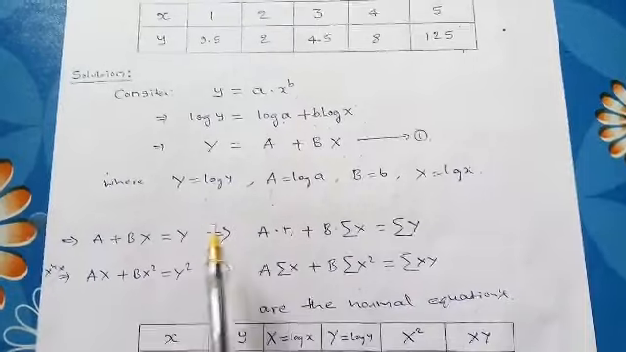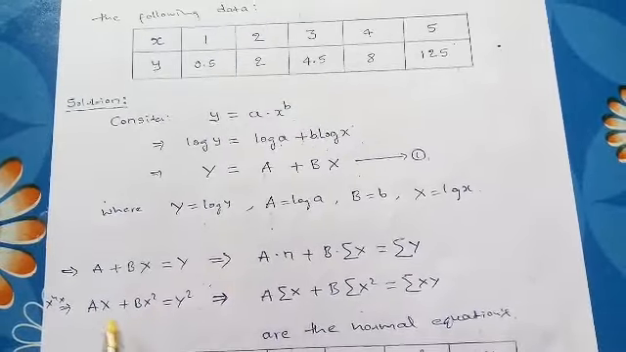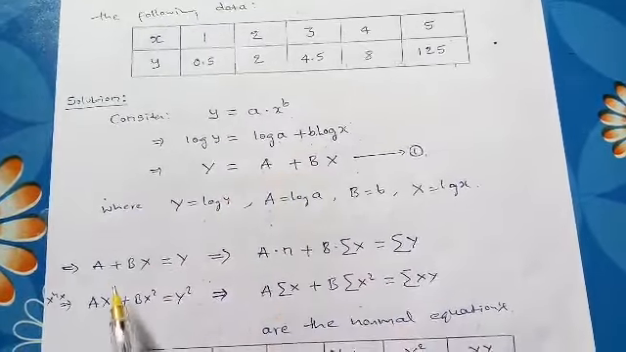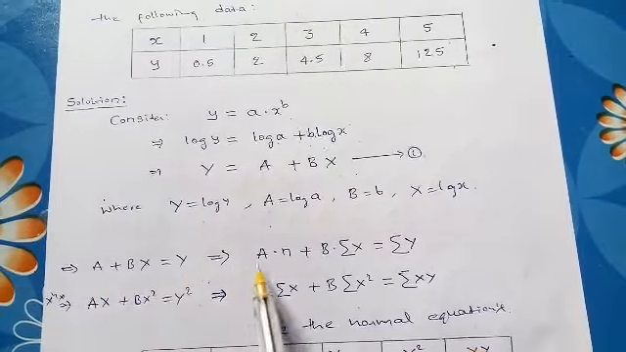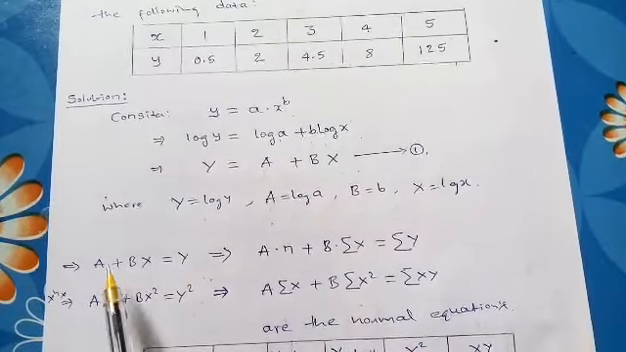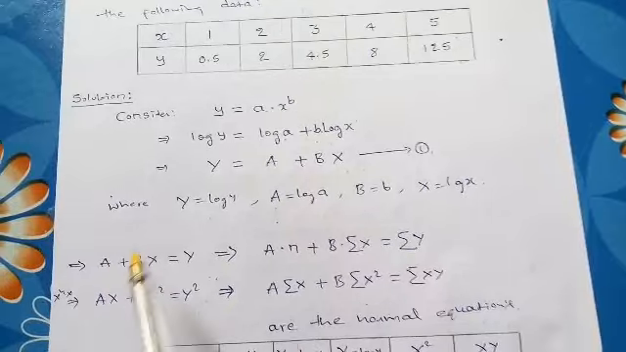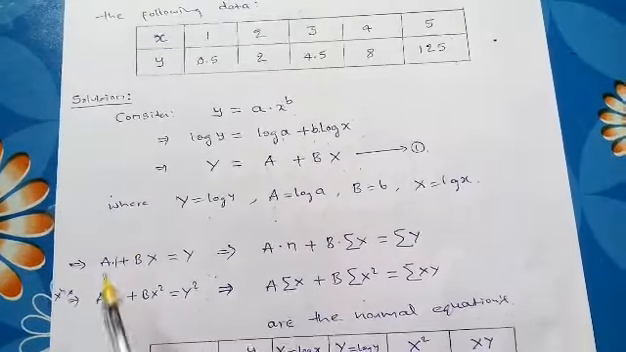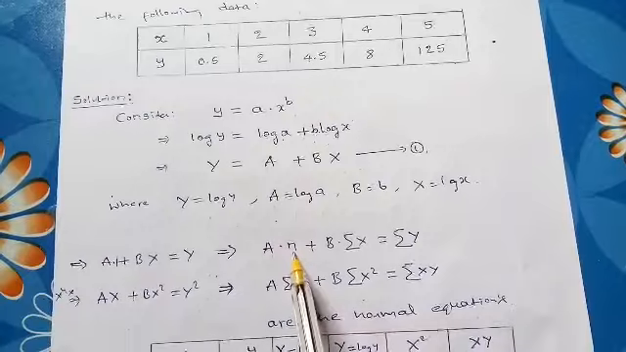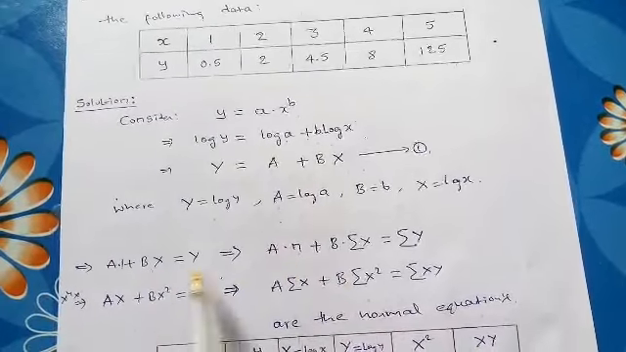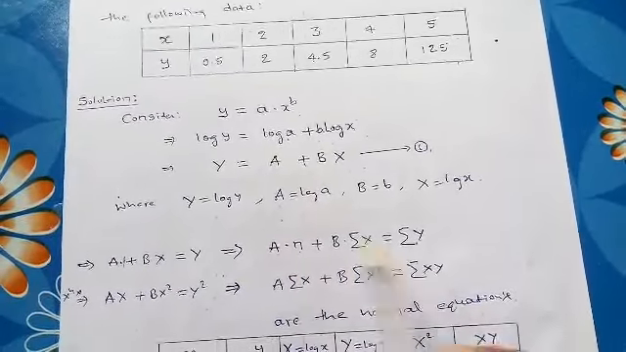It is very easy to derive the normal equations for a straight line. Just write down the equation, a plus bx equal to y. Apply summation throughout the equation. First, here a into 1. So a is constant, summation of 1 is n, plus b into summation of x equal to summation y.